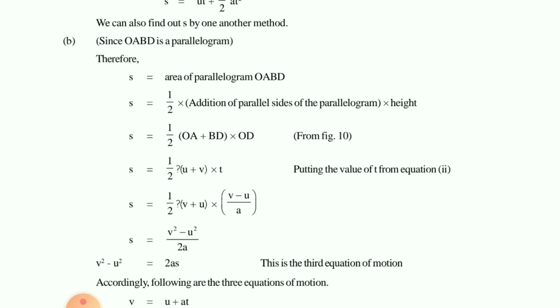This can be written in another form. See children, we will calculate in another manner the area of parallelogram OABD: half into addition of parallel sides of the parallelogram into height. That is the formula. So half into OA plus BD into OD. In that manner we will calculate. Okay children.